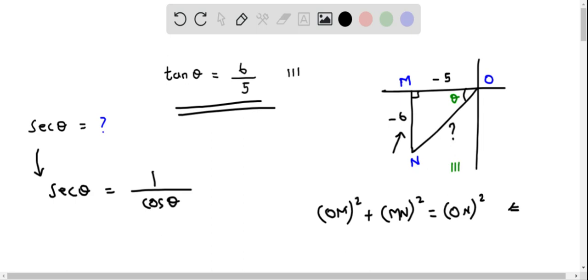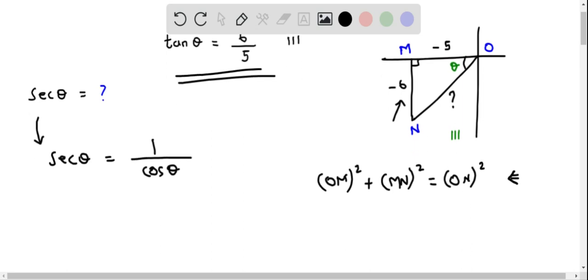So this basically is the Pythagorean identity, that is sum of the squares of the two sides in a right triangle equals the square of the hypotenuse. So let's plug in the values of OM, MN, and ON. OM is negative 5, so this becomes negative 5 quantity square, plus MN is negative 6, this is quantity square, and this equals ON quantity square.